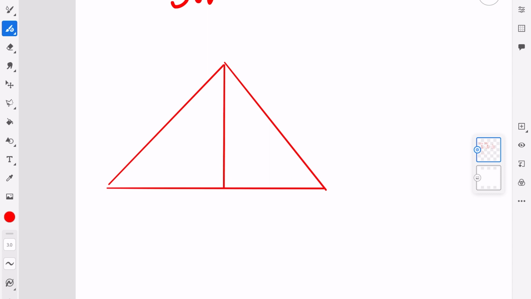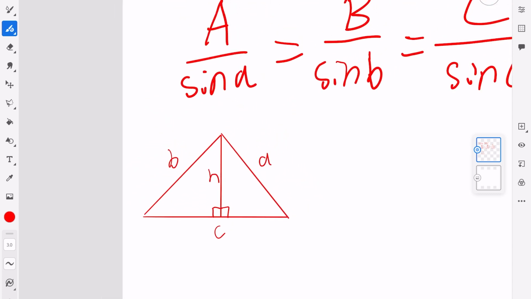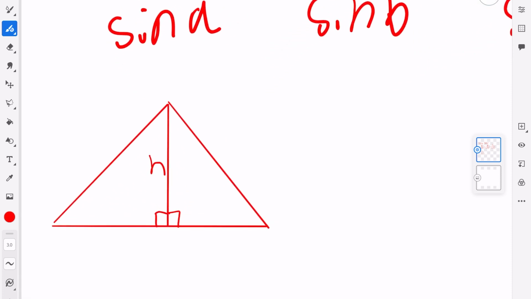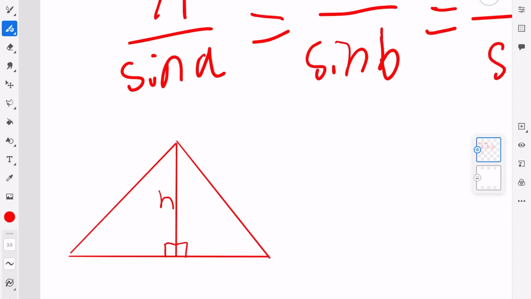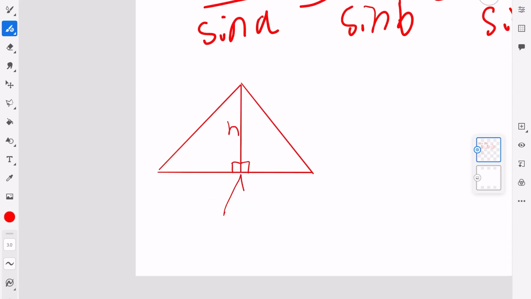There we go. So these two are, and here is H. It doesn't really matter where you put A, B, or C. Well, it does matter where the angles are. So let's make the uppercase the sides.